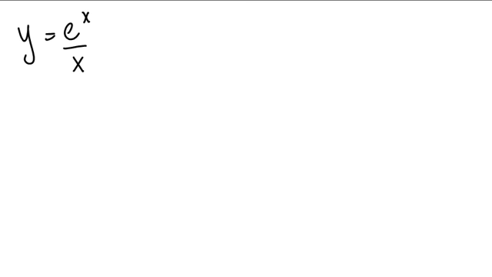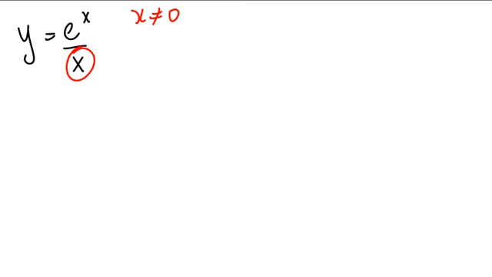So let's take a look at this graph, or let's try and graph this without a graphing calculator. We're going to, number one, look at the domain, and we can see that the denominator is x, so that means we have a restriction on the domain. X cannot equal 0.